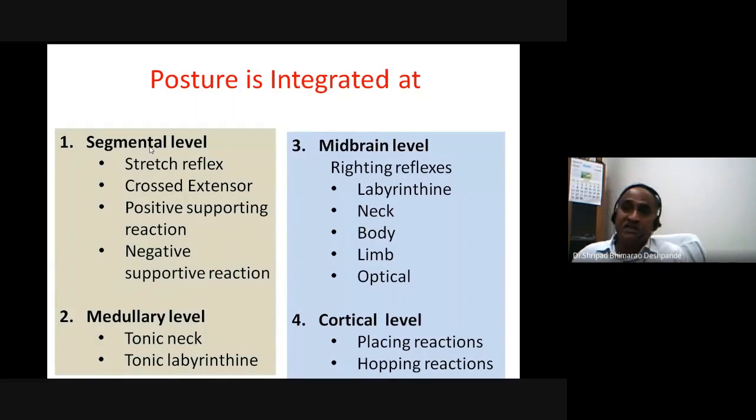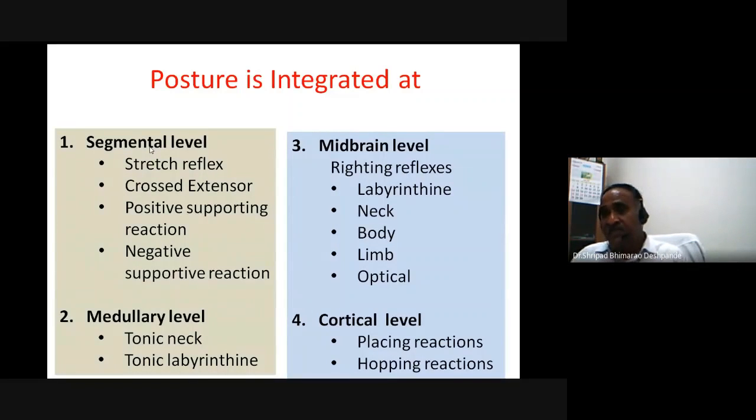That we will consider in detail today. And then at the cortical level, we have another pair of reactions or responses which try to place us on a particular platform. So these are placing reactions and hopping reactions. They are cortical level. Okay, so now we move on to the righting reflexes. With this brief introduction, we move on to the righting reflexes.